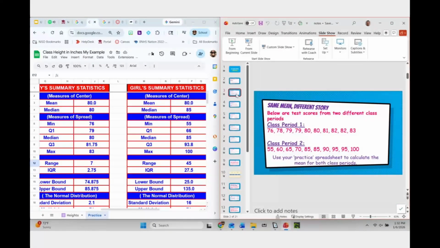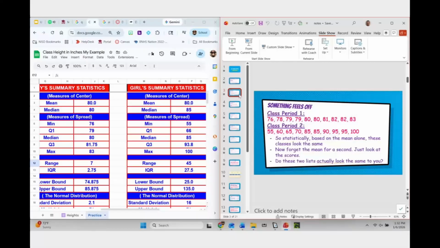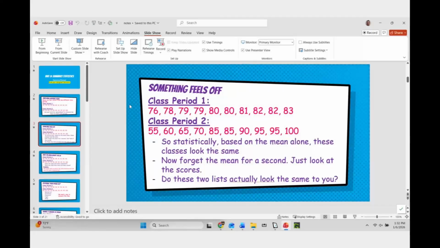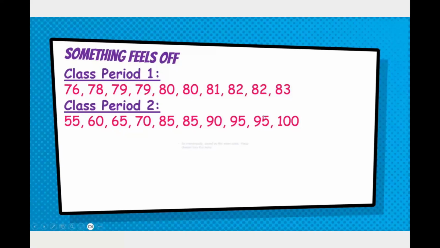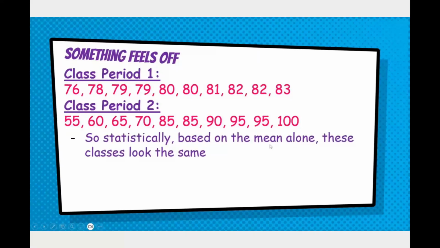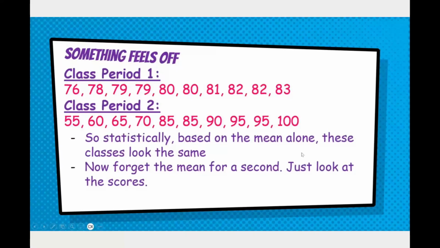And why might the median be different? So, they have the same average. I'm not asking you which one's the better center here, but let's see. So statistically, based on the mean alone, these classes look the same. But if we forget the mean for a second, let's just look at the scores themselves. So here I can see, for one, the lowest score in period 2 is a 55, and the highest is 100.